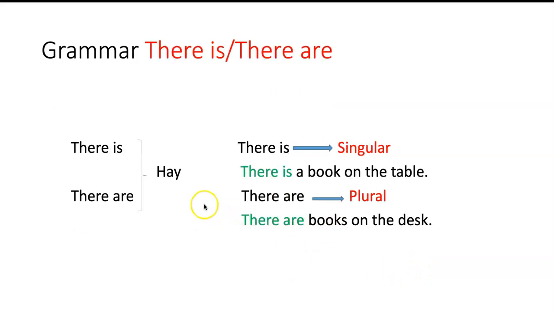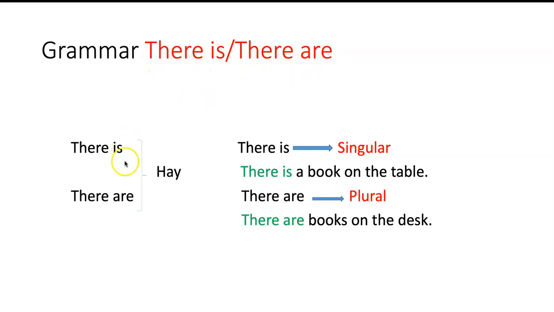Okay, so here we have grammar, okay? We are going to review another grammar point. Now you are going to learn the use of there is and there are, okay? Don't confuse with the last ones. This is different. This is there is and there are.